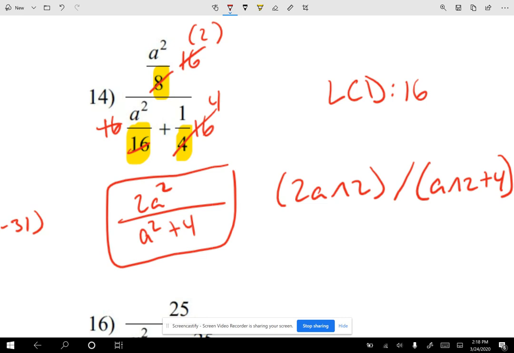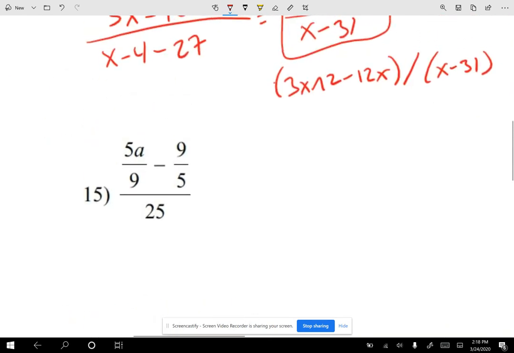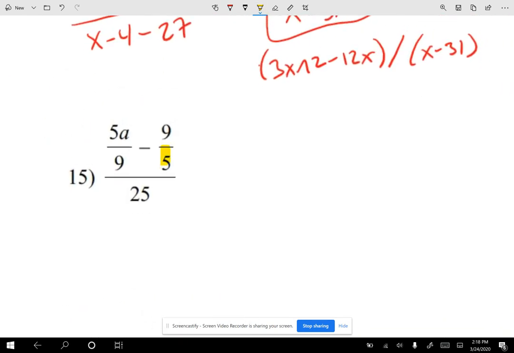All right, let's take a look at number 15. Let me keep an eye on my denominators. I'm thinking, what is the smallest number that they all go into? Let's see, this is not a fraction. I'm just looking at my denominators. At the bottom, my 25 is not a fraction. So with 9 and 5, I'm going to say my LCD, my least common denominator, will have to be 45. So let me multiply everything by 45.